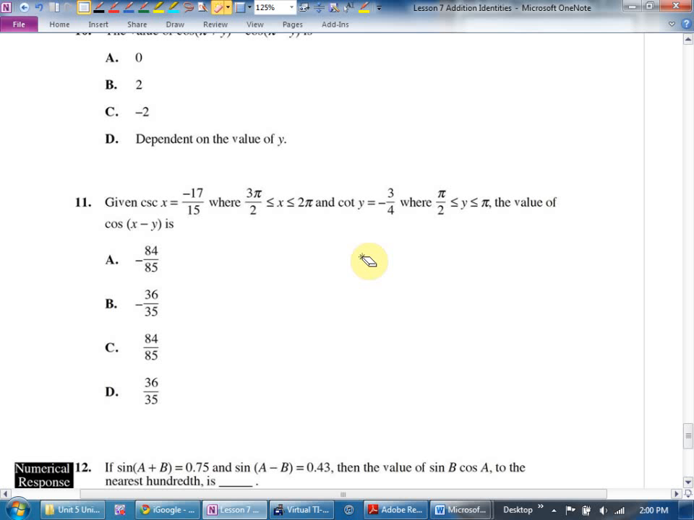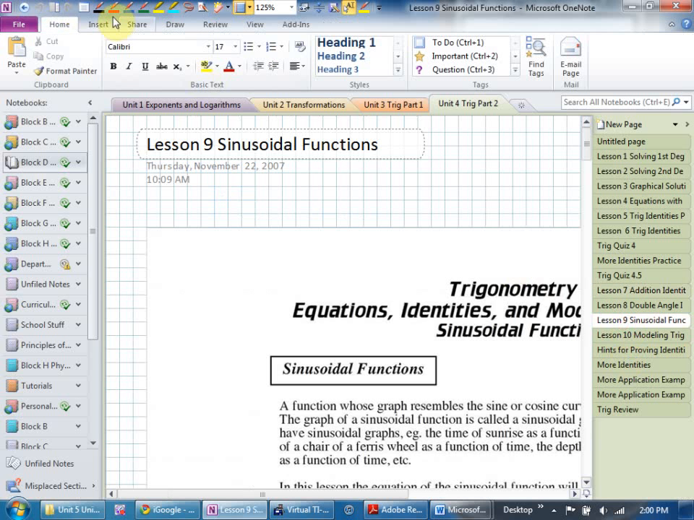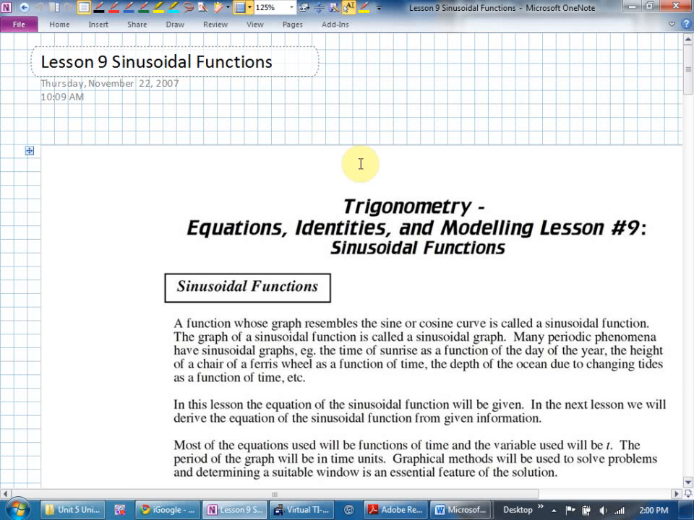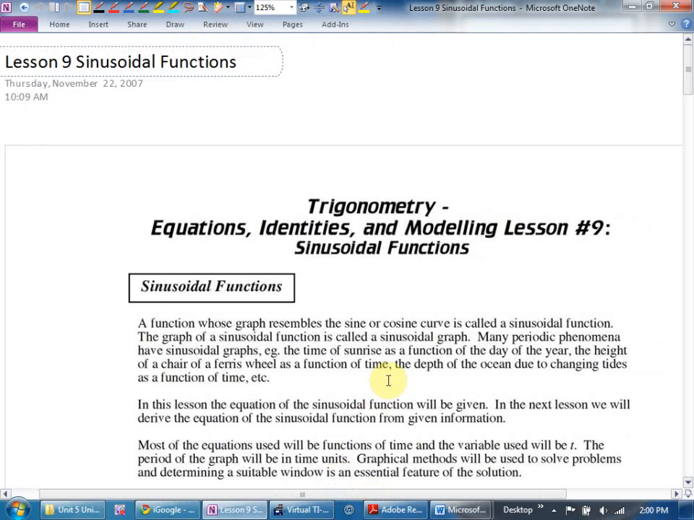Can you turn, please, to lesson 9, sinusoidal functions. What we're going to be doing for 2 days is working on applications of trig functions. There are lots.